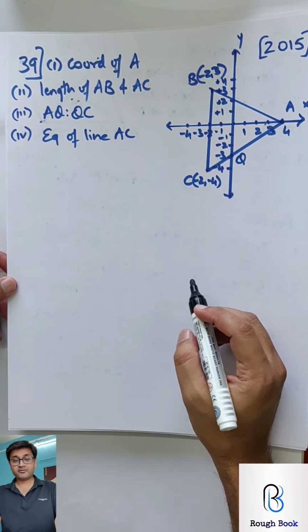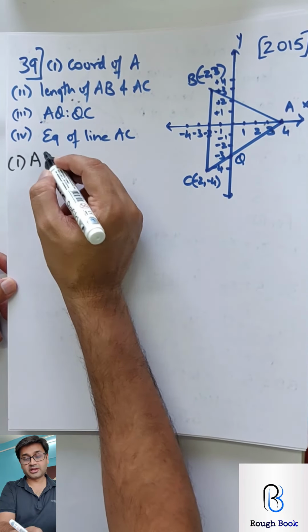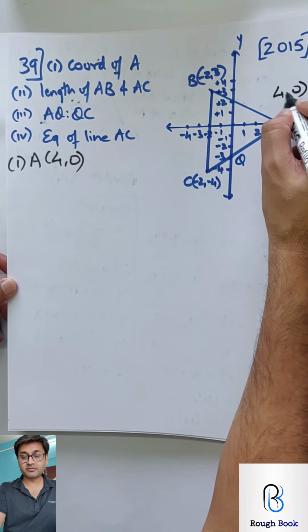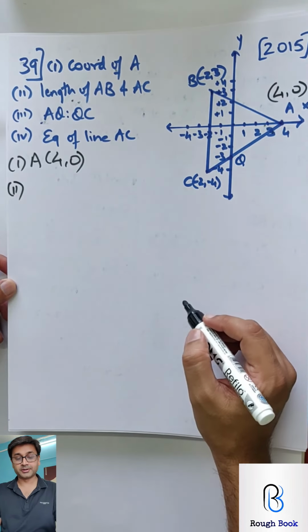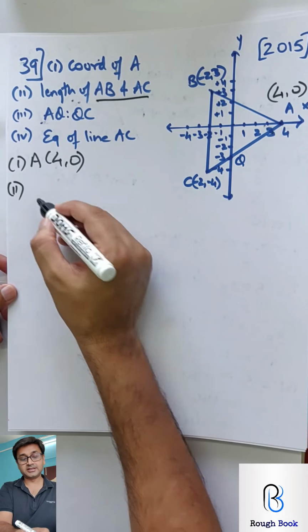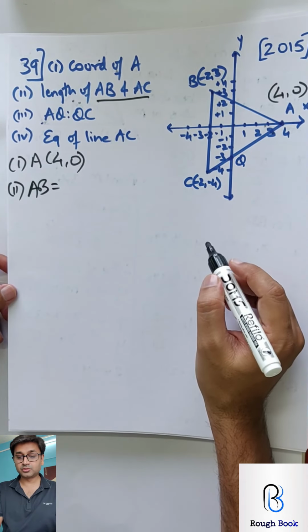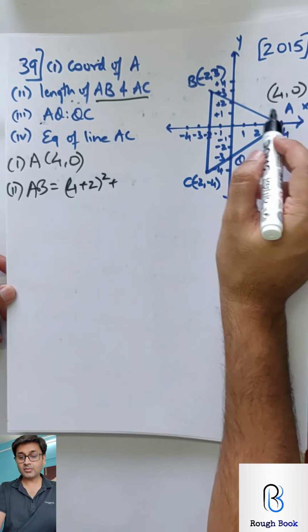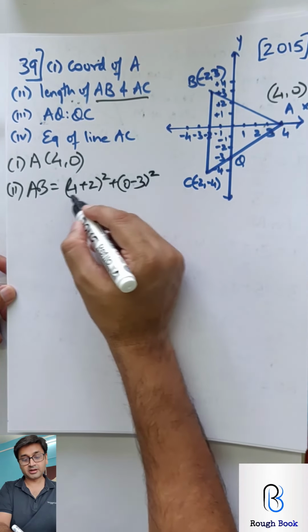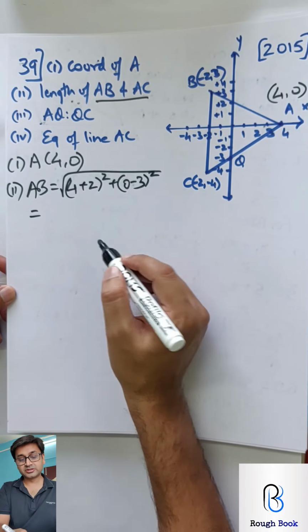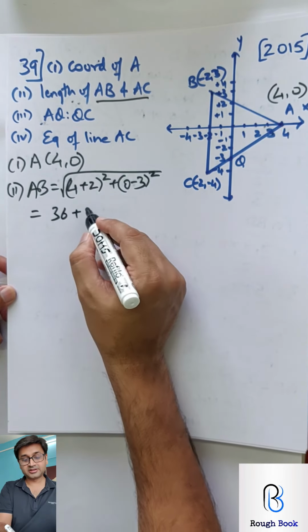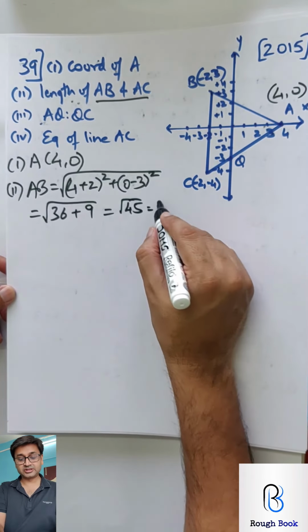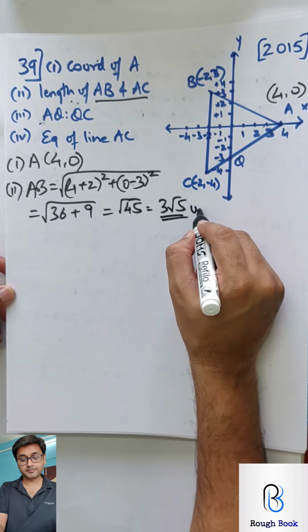Come on, hit it. First get me the coordinates of A. Everyone should get the first one at least, 4 comma 0. So we got the coordinates of A, no big deal in that, 1 mark in our pocket. Length of AB and AC. So AB, y2 minus y1 or x2 minus x1. So 4 plus 2 squared and 0 minus 3 squared under the root. So 4 plus 2 is 6, 36 and minus 3, so 9. So that should be root 45. 45 is 3 root 5 units.